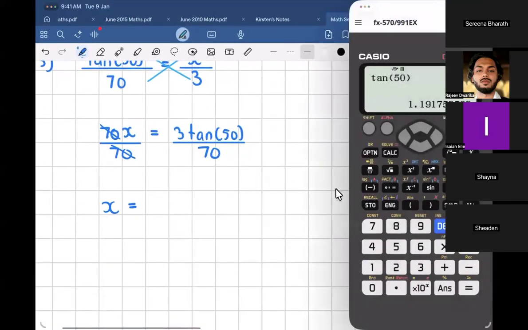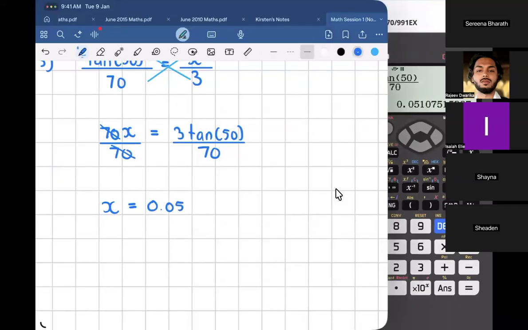So when you plug this into the calculator, we are supposed to get 3 times 50 all over 70. And that should give me 0.051. Yeah? You're getting that? Yes, sir. If we round to two decimal places, what are we going to get? My first decimal place is 0, my second decimal place is 5. 0.05. Right.